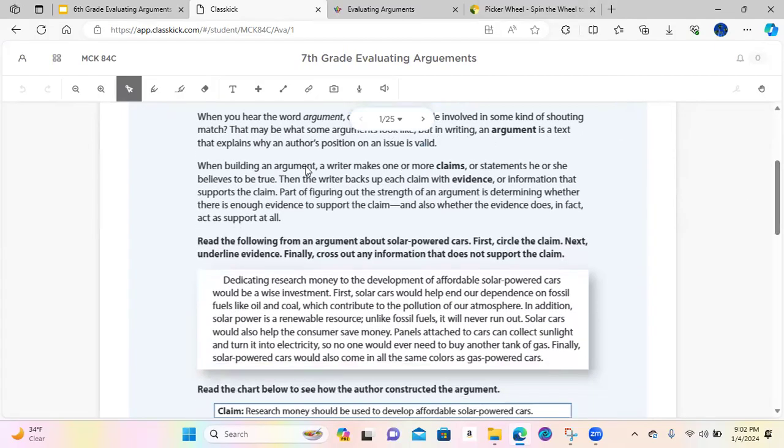When building an argument, a writer makes one or more claims or statements he or she believes to be true. Then the writer backs up each claim with the evidence or information that supports the claim. Part of figuring out the strength of an argument is determining whether there is enough evidence to support the claim and also whether the evidence does in fact act as support at all.